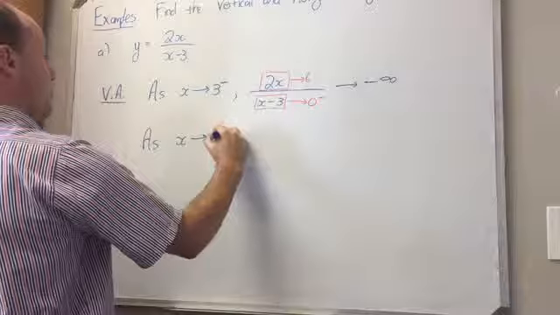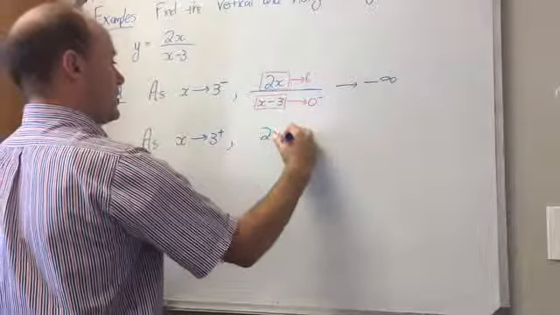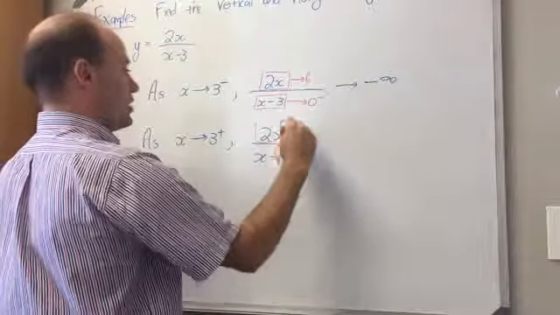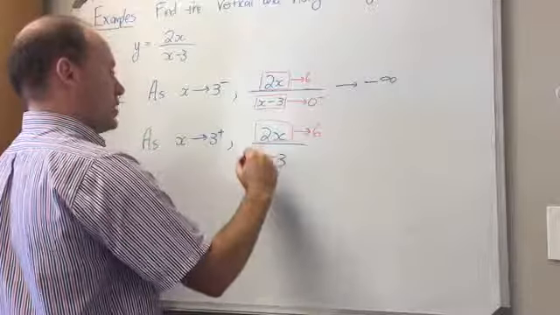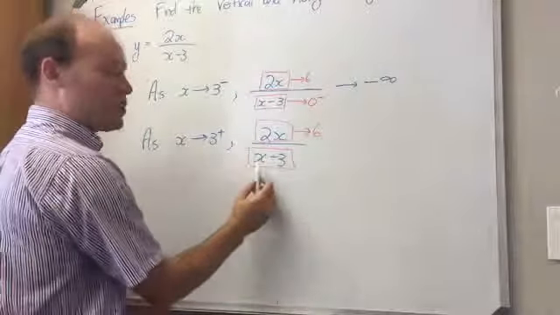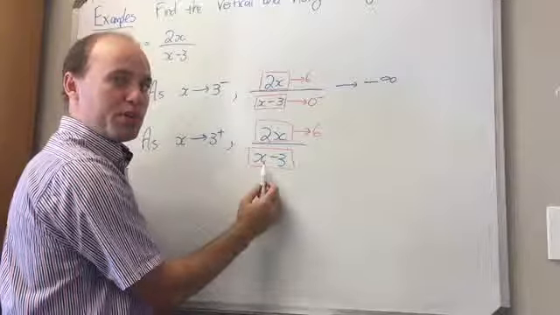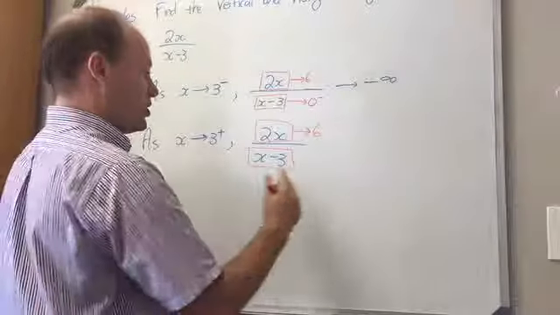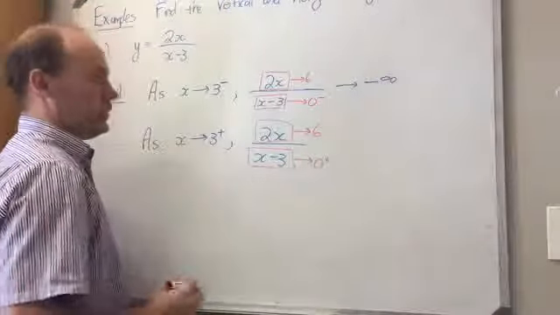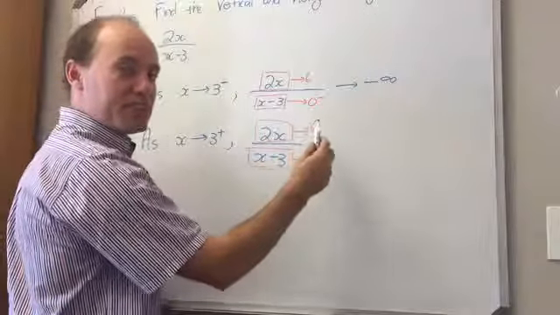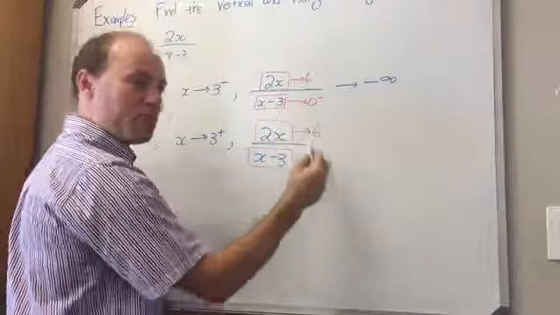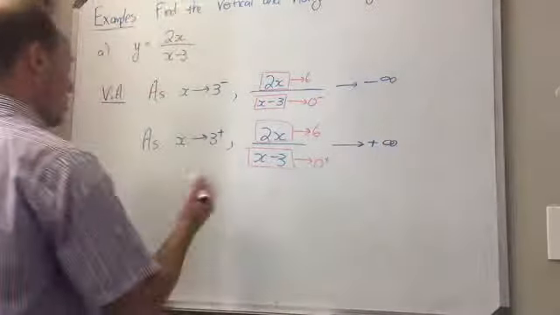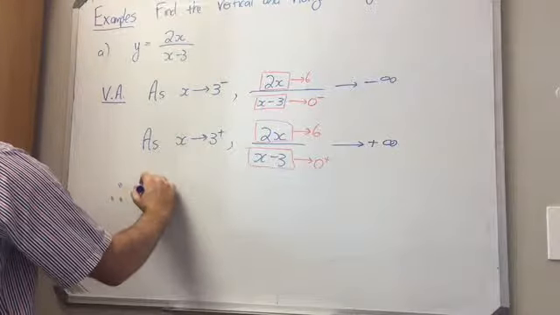Now, as x approaches 3 from the right, 2x over x minus 3, what happens now? Again, the top is approaching 6. What's happening at the bottom? Well, x is approaching 3 from the right, for example, 3.2, 3.1, 3.01, 3.001. So when you subtract off 3 from that, you're approaching 0 from the right. Therefore, we've got a sequence of numbers, 6 over 0.1, 6 over 0.01, and so on. That's tending towards plus infinity.